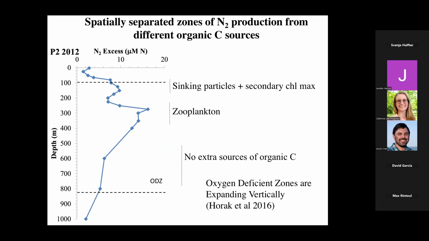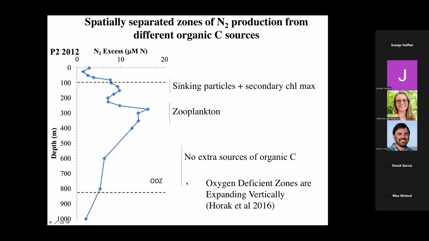It means that there's spatially separated zones of N2 production in the oxygen deficient zone coming from different organic carbon sources. So there's this peak at the top, nitrogen gas peak at the top, which is from sinking particles, and there's also a secondary chlorophyll maximum there, which I'm not talking about here today. But then in the middle, we have zooplankton, but then the oxygen deficient zone just keeps going, and the zooplankton aren't migrating down in there. And so there's a whole range of the oxygen deficient zone that has no extra sources of organic carbon and lower biological nitrogen gas.